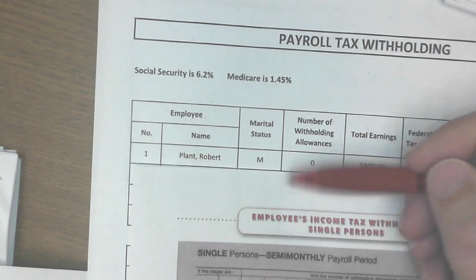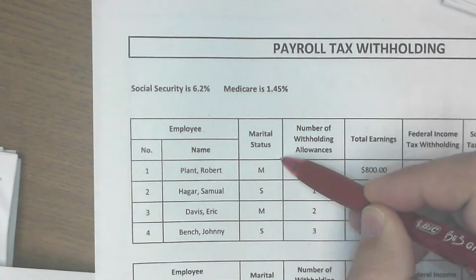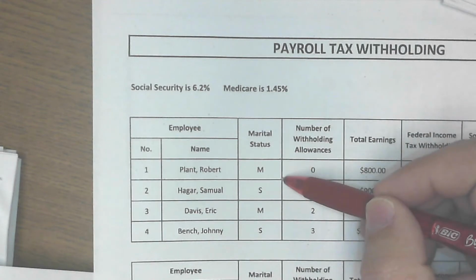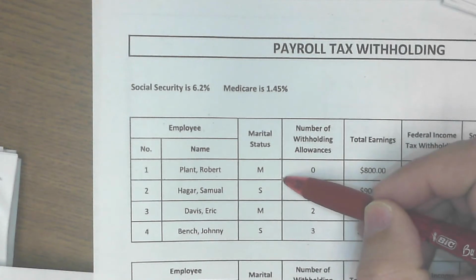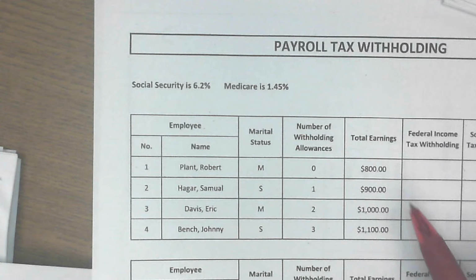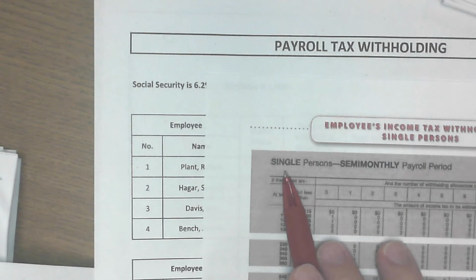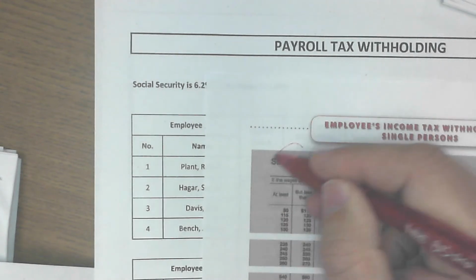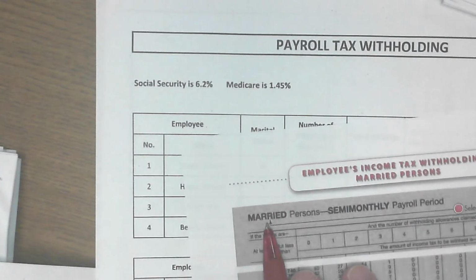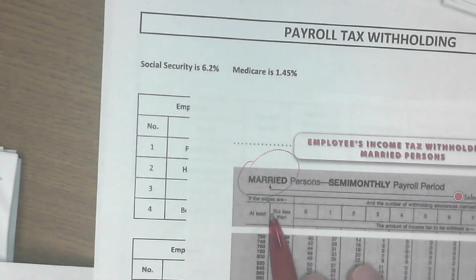So the next thing I want to point out, you've got a column for marital status. That's another one of those incentive things that the government has in place. If you're married, you actually don't have to pay as much in withholding tax as somebody that's single. So you notice, depending on what side of this chart you're looking at, one says single, and the other side says married.